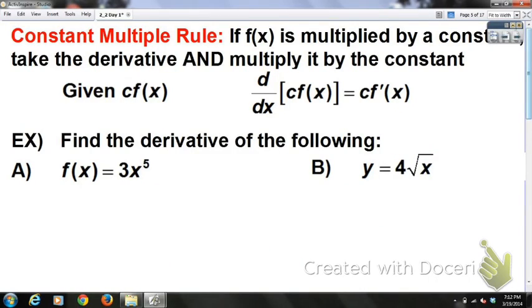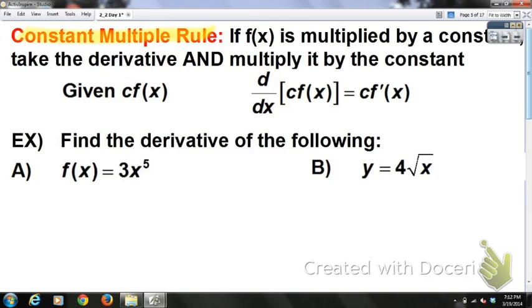Here's another rule that we can apply to derivatives. It's the constant multiple rule. If our function f of x is multiplied by a constant, we're going to take the derivative as we normally would with our power rule and multiply it by that constant. So let's take a look at our first example.